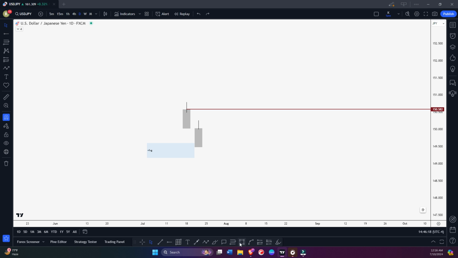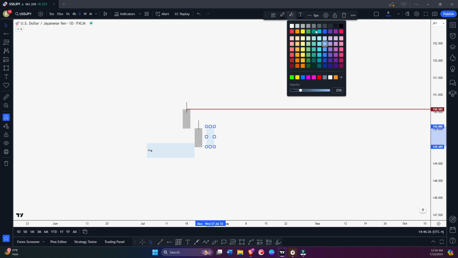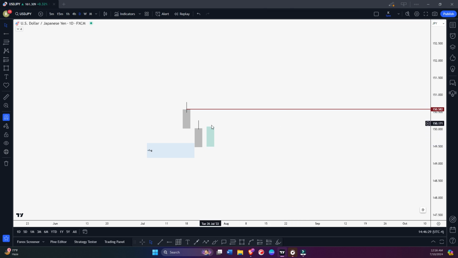But let's say something like this formed. Let's say we printed this bullish candle. For example, I'm not marking the wick, but just understand the concept. We printed a bullish candle, but we didn't close above this, so still we don't have this as a valid order block. To make it a high probability order block, we need a candle to close above this high, right? And let's say the next candle closed bearish.